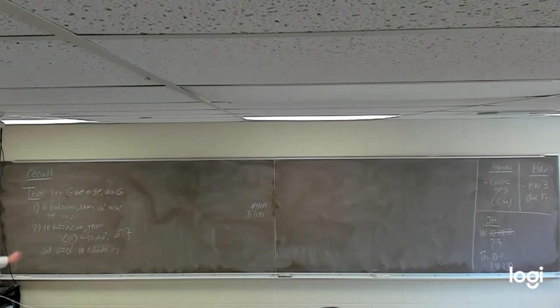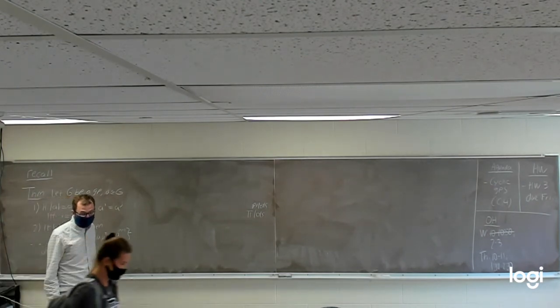And last time, I do believe, we had gotten to this point. We had proven all of part 1. We had proven the first half of part 2. We showed that the group generated by A is this set. But we still needed to prove the last statement, that A to the I equals A to the J if and only if n divides I minus J.